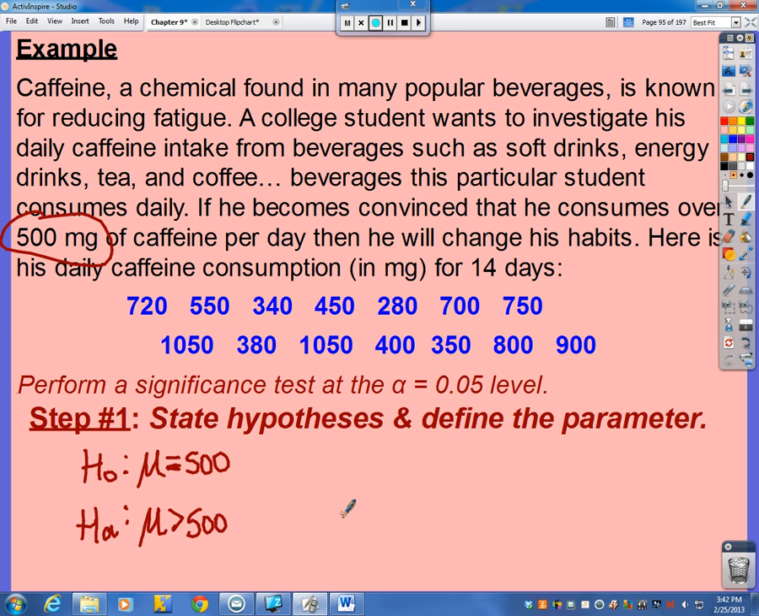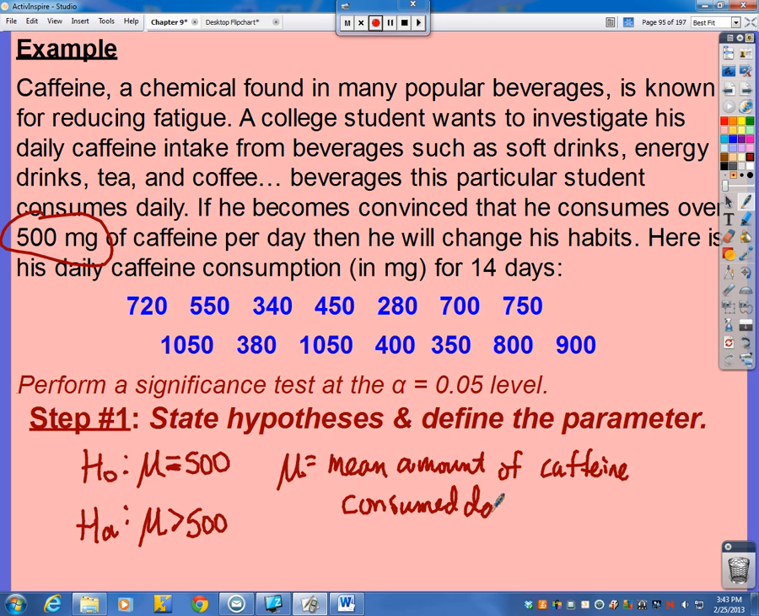Who knows? So mu is our mean amount of caffeine consumed daily. And then I'll also put my units that we're measuring this in, which is in milligrams.